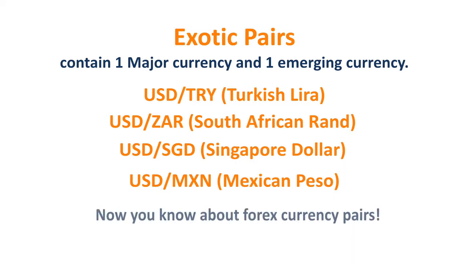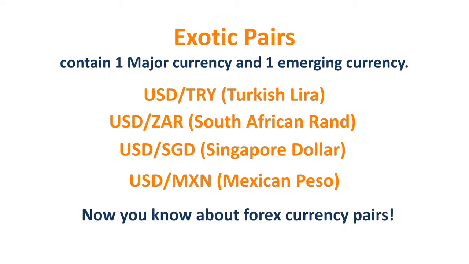So now you know about Forex currency pairs. You know about the major pairs that contain the US dollar. You know about the cross-currency pairs that are majors without the US dollar. And lastly, the exotic pairs, which are one major currency with one emerging currency. Okay, now you've got the Forex currency pairs down.